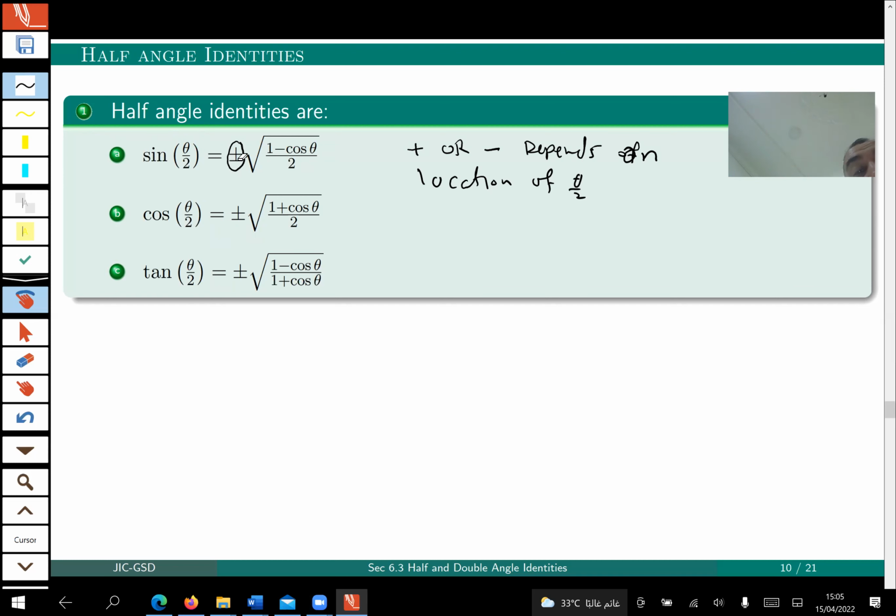Second thing, sine theta over 2 and cosine theta over 2 are close formulas. The only difference is a minus here and a plus here. You can notice that if the two functions are different, we have minus; if they are the same, we have a plus. So if it is cosine and cosine, it will be plus. If it is sine and cosine, it will be minus. Of course, tan theta is sine over cosine. Let's start the examples now.